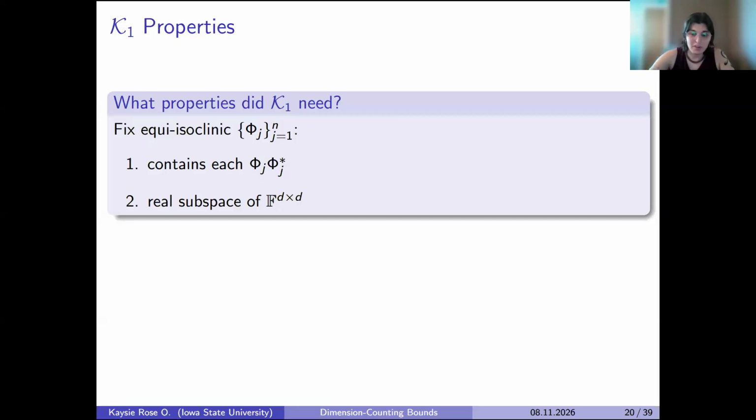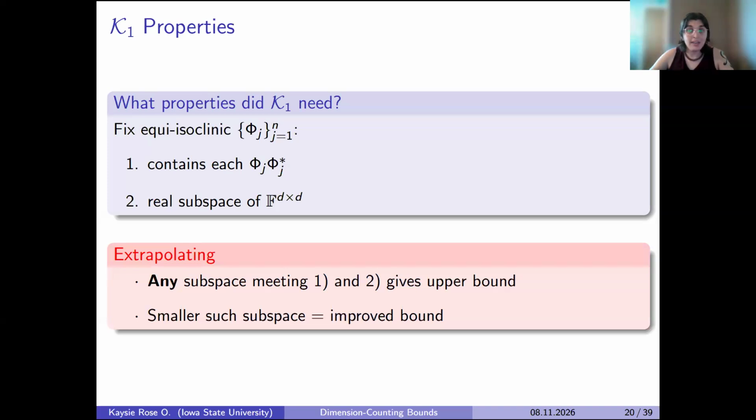So, what does that mean for us? Any subspace that meets properties 1 and 2 gives an upper bound. You could get a really silly upper bound by just saying, I'll take all of the real span of F^(D by D) to be my subspace. That would win, but it wouldn't beat the bound Lemons and Seidel got. If we get a smaller subspace than Lemons and Seidel did, on the other hand, we get an improved bound. So we're going to try to improve on this K1 that Lemons and Seidel have.